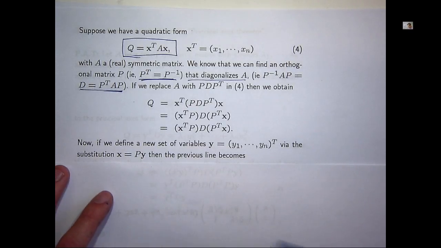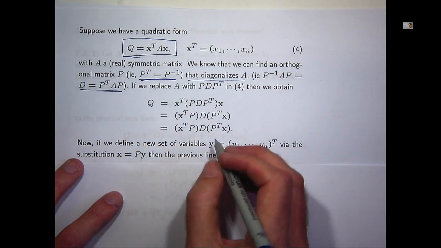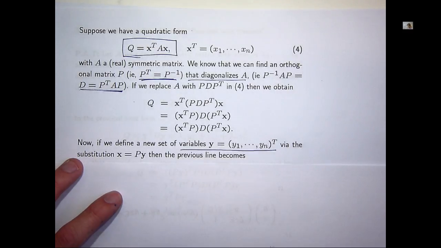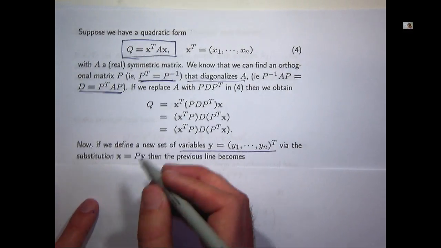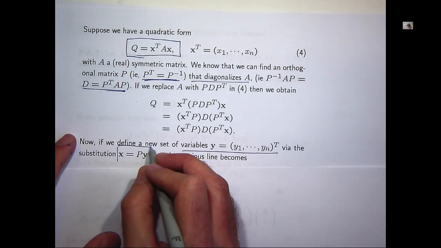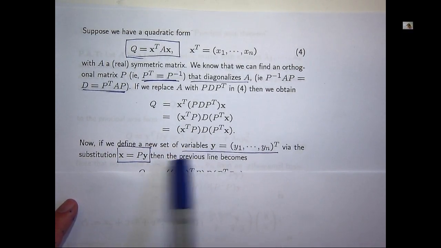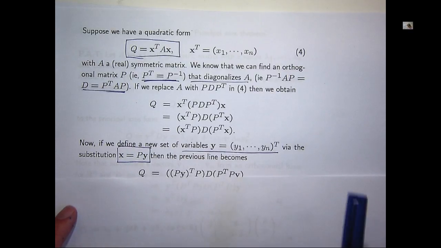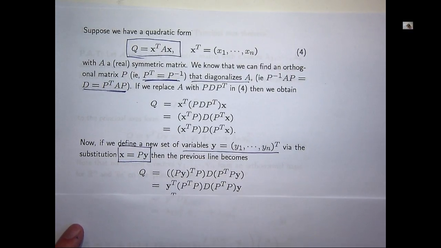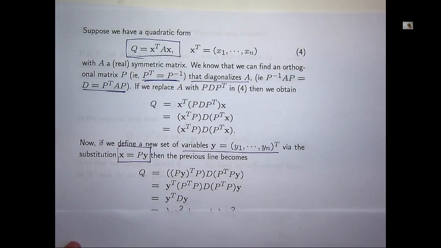Okay? So, if we define a new set of variables, say y, via this substitution, then this previous line becomes, okay, well, let's replace x with Py. Then I can use the transpose properties to simplify this.